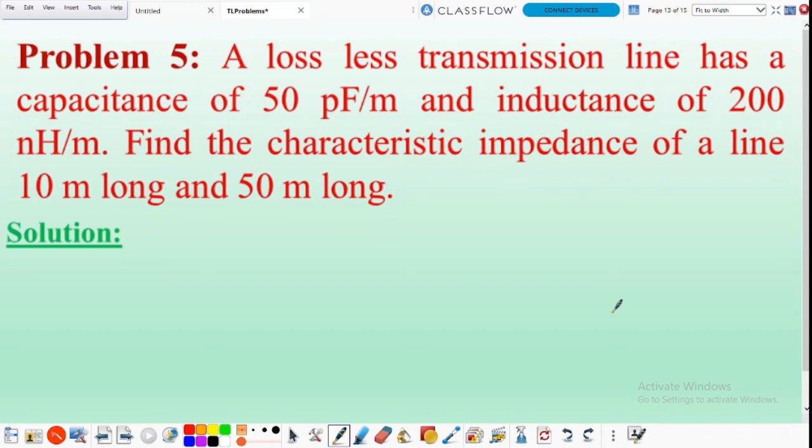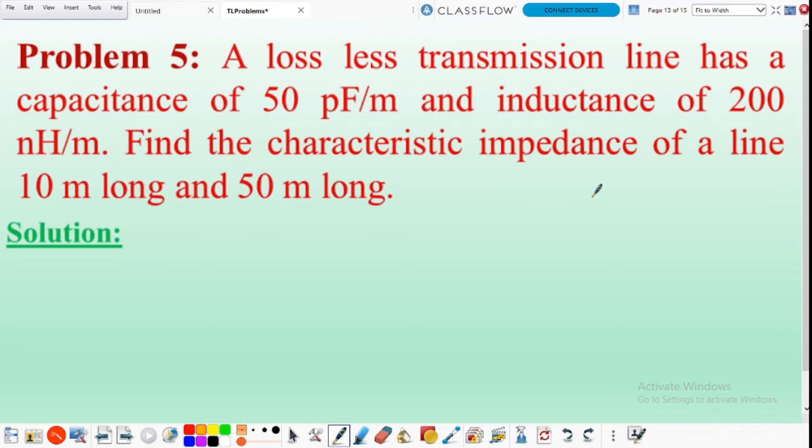Hi everyone. In this video, we are going to discuss one more example of the transmission line. The given example is: a lossless transmission line has a capacitance of 50 picofarad per meter and inductance of 200 nanohenry per meter. Find the characteristic impedance of a transmission line 10 meters long and 50 meters long.